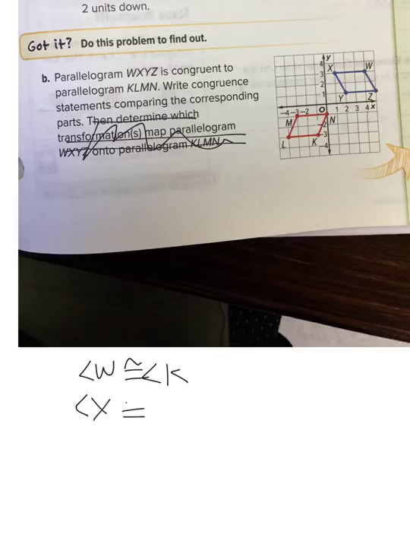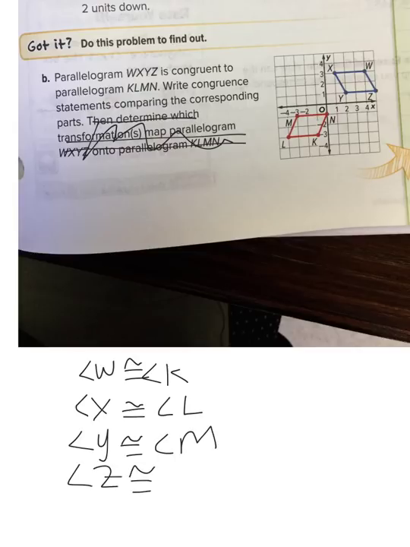Angle X is second, as is angle L. Angle Y is third. Angle M is third. Angle Z is fourth, as is angle N. I didn't even use that picture. I didn't need that picture at all. All I need is that statement right there.